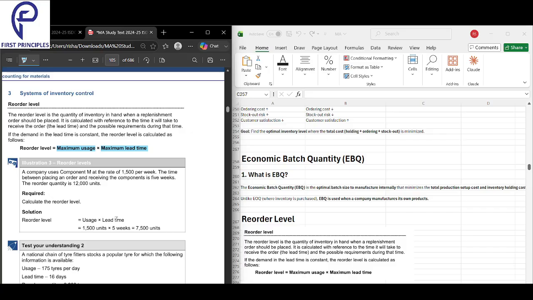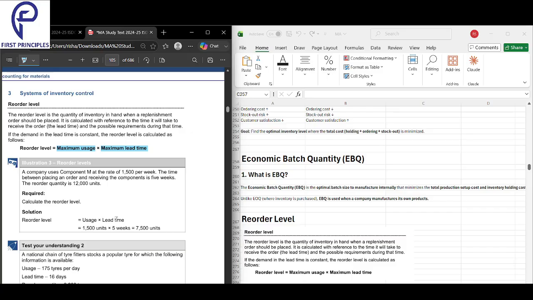So if you want to calculate the reorder level, you have to just see how much you need per week, 1,500, and how long it will take maximum to come back, 5 weeks. So the moment your goods are at 7,500, immediately you should place a new order.